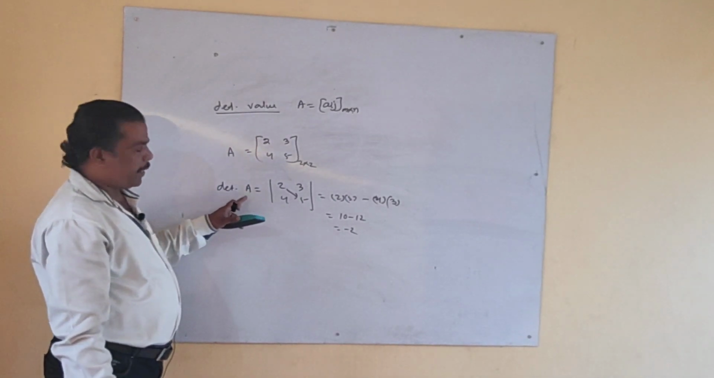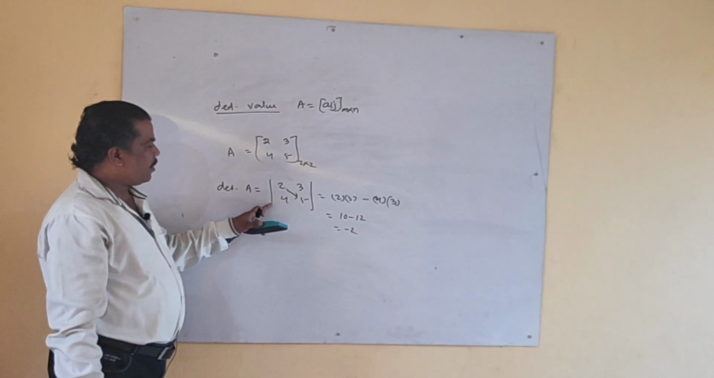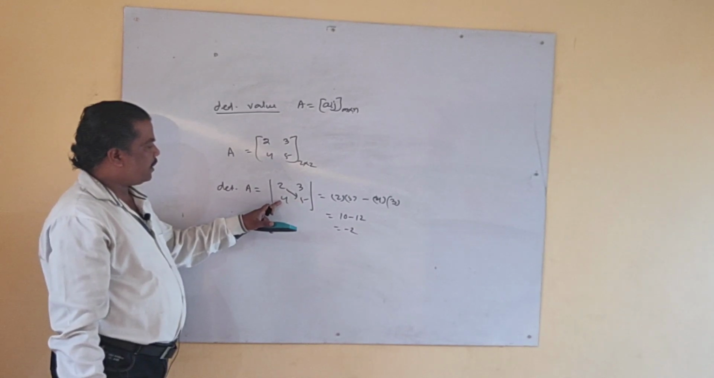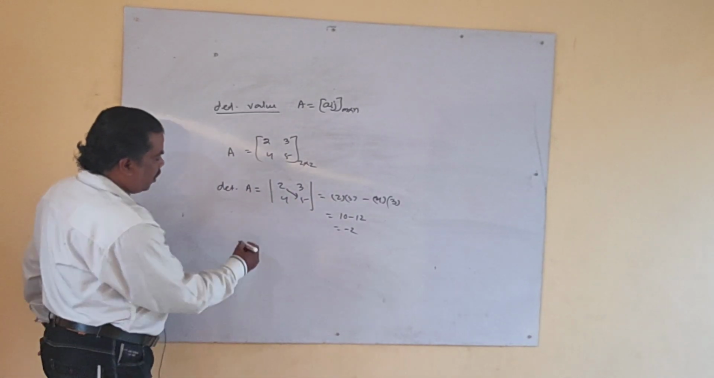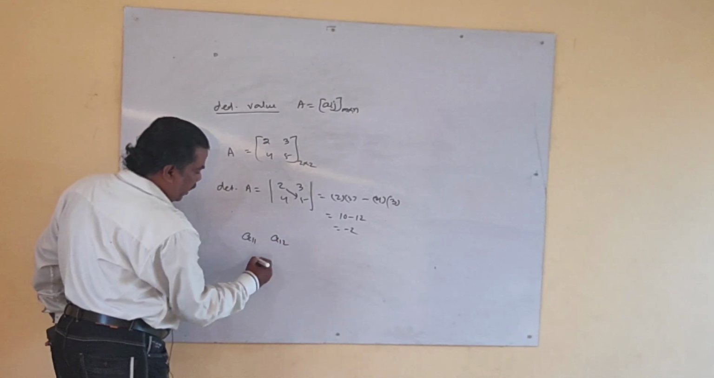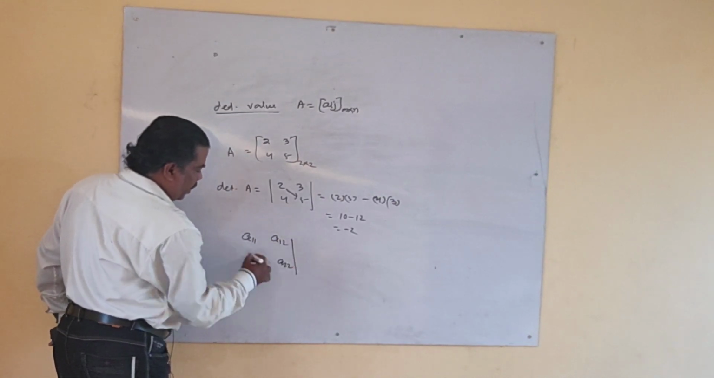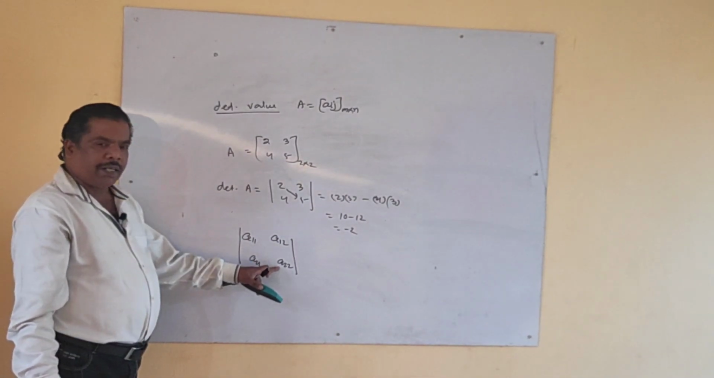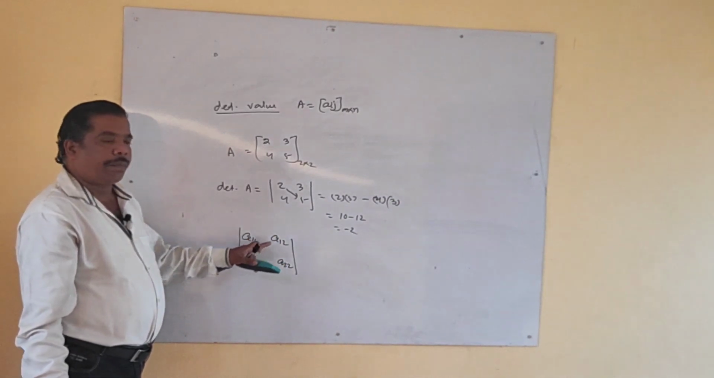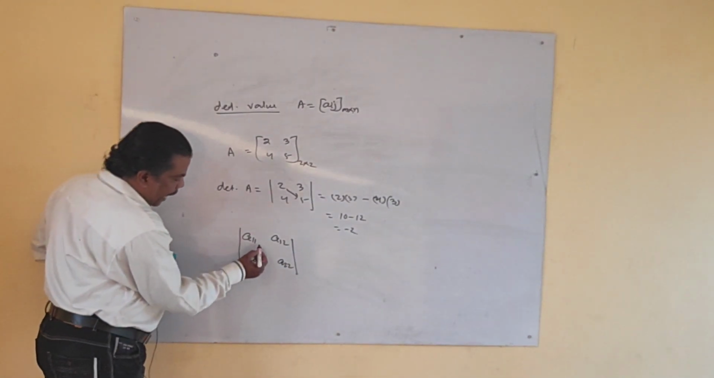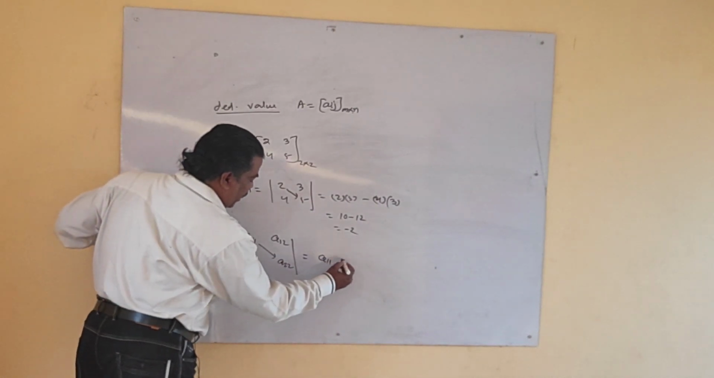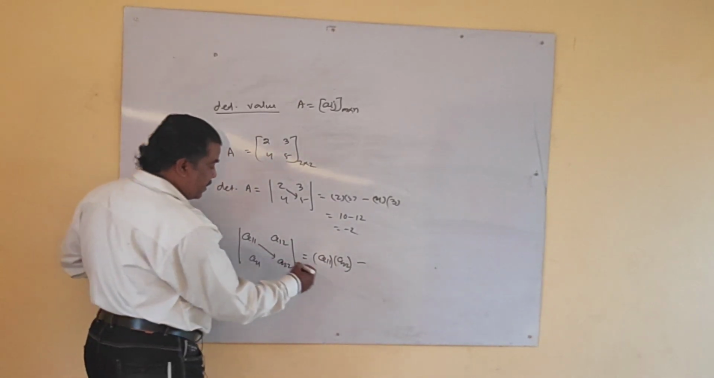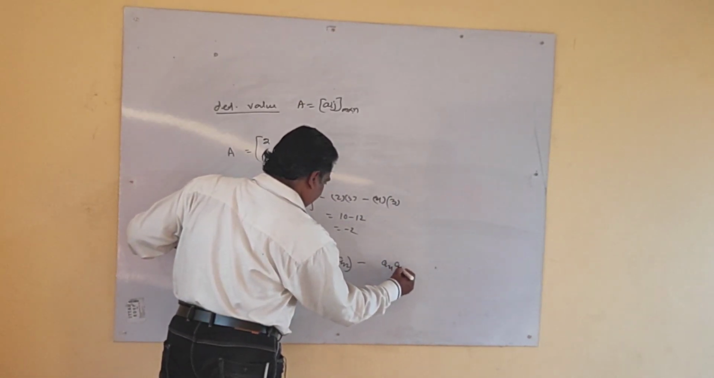So the determinant value of a second order matrix can be found as the first element into the fourth element minus the third element into the second element. If a matrix is equal to A11, A12, A21, A22, the determinant value of this matrix is obtained by the product of the diagonal elements, A11 A22, minus the product of the off-diagonal elements, A21 A12.